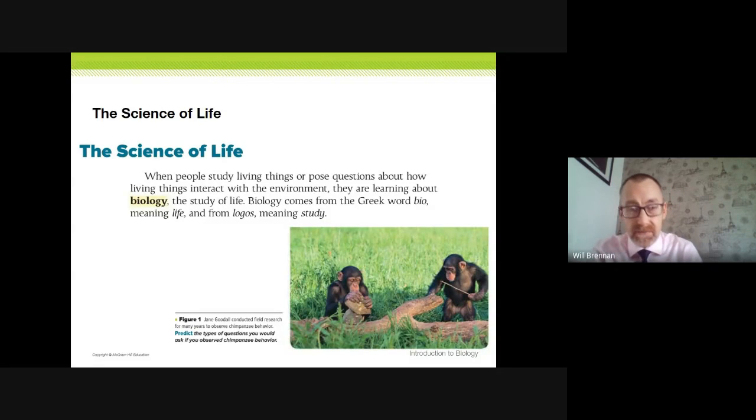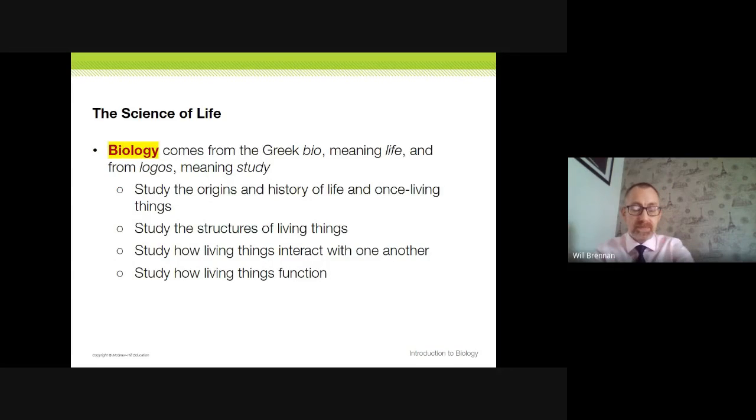The first objective, what is biology? Well, biology is the science of life. The word comes from Greek. Bio means life, and logos means study. So the word biology literally translates as life study.